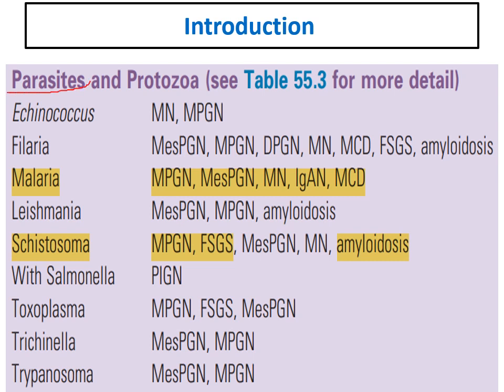Also, glomerulonephritis can occur following parasitic infections, especially we are going to discuss malaria infections. Malaria infections by the Plasmodium organism can cause membranoproliferative, mesangioproliferative, membranous IgA, and minimal change disease. Schistosoma, of course, can cause membranoproliferative glomerulonephritis, focal segmental, and long-term infections can cause secondary amyloidosis.